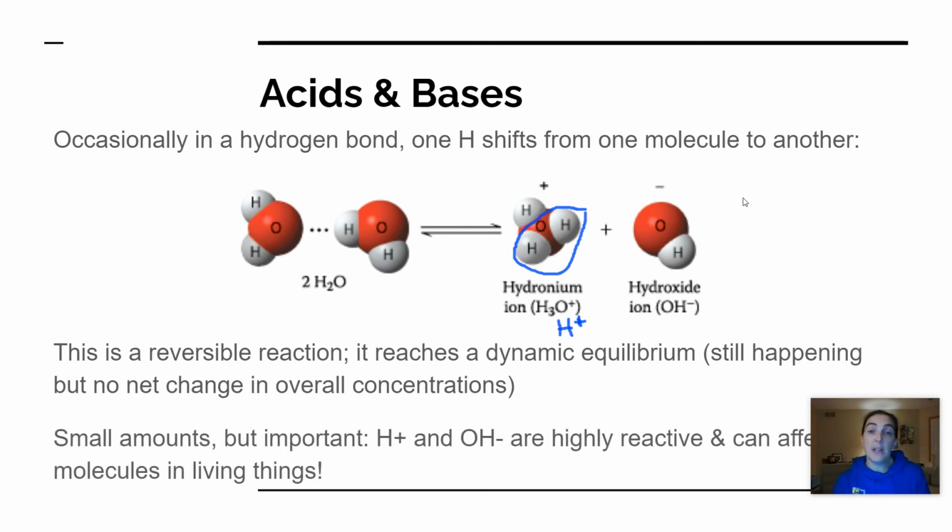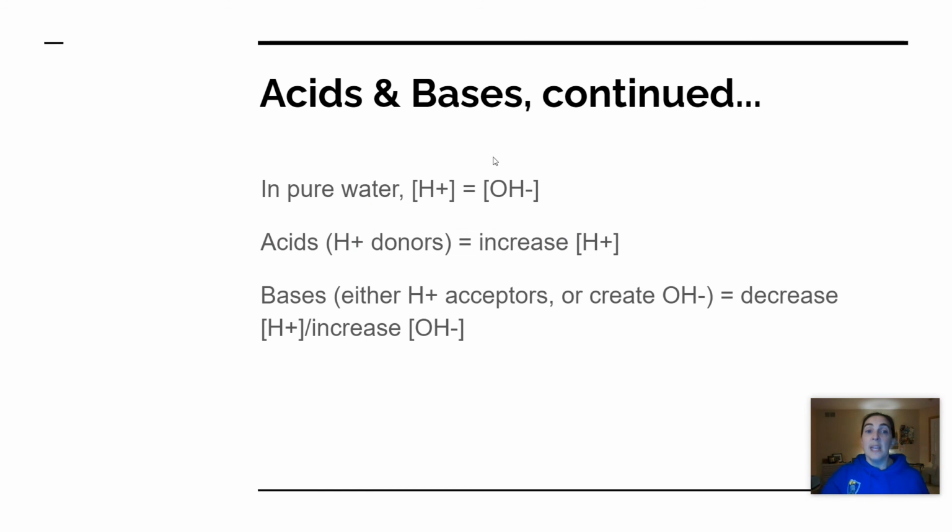These are really small amounts of hydrogen and hydroxide ions, but both of them are highly reactive, and so they have a big effect on the other molecules that exist within living things. In pure water, the hydrogen and hydroxide concentrations are the same because you have the same number of water molecules, and those hydrogens are just shifting back and forth. Substances that are considered acids are ones that can add additional hydrogen ions only, so that increases the concentration. Remember, these little brackets mean concentration of hydrogen ions.